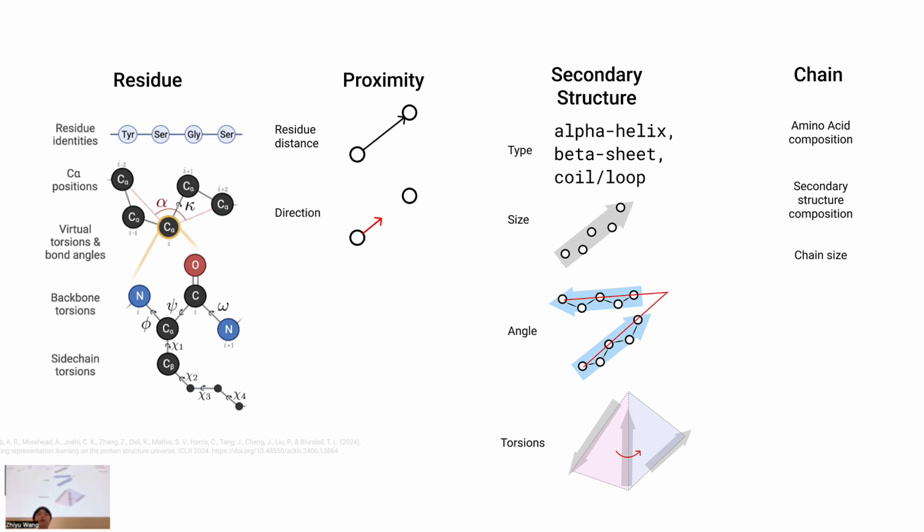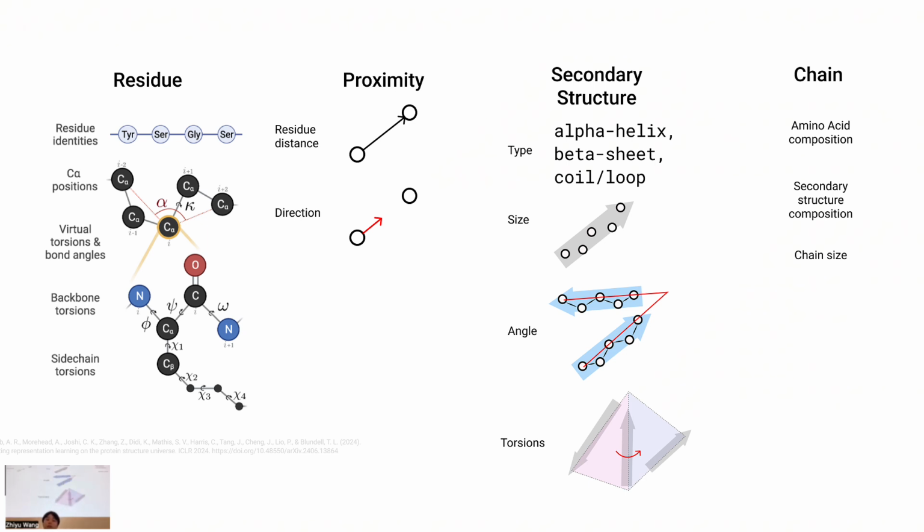And at the proximity or interaction level, there are only residue distance and their direction features. These first two levels of features are widely used in existing geometric GNNs for protein representation learning. And the next two higher level features are proposed in my thesis. Secondary structure level features can be like secondary structure type, size, and the torsion between 2 or 3 consecutive secondary structures, as well as the angle between 2 consecutive secondary structures. And finally, at the chain level, we can have amino acid or secondary structure composition, chain size, and more.